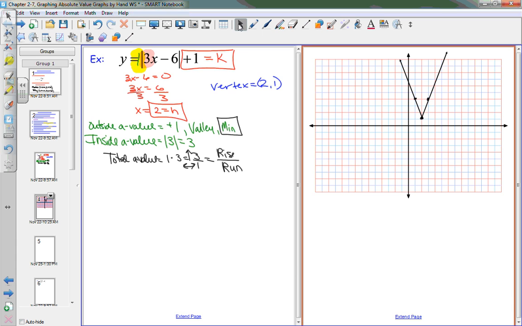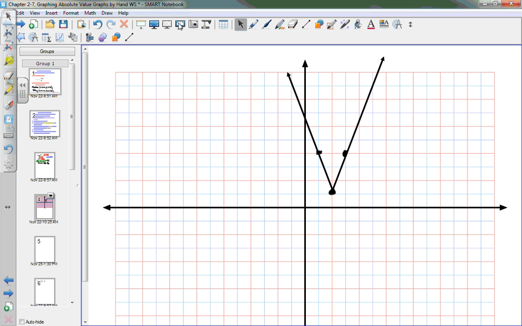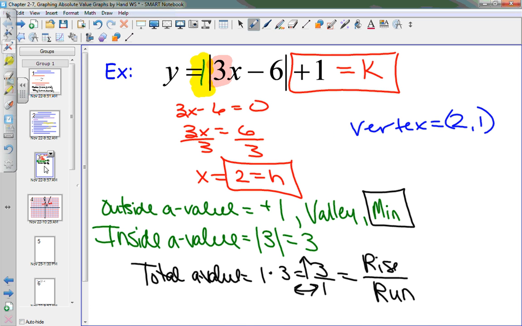Now, can somebody please tell me the ordered pairs of those points? What is this ordered pair to the right? That's going to be the point 3, 4. What is the ordered pair on the left? That's going to be the point 1, 4. Now, this is great whenever you can see them because they're all whole numbers, correct? Okay, now I want you to prove to me algebraically how you come up with 1, 4, and 3, 4.